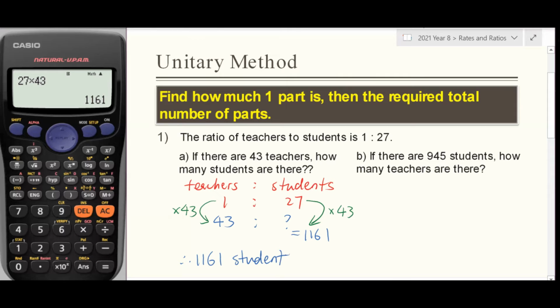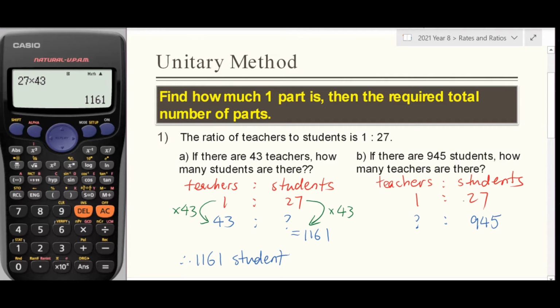In part B, we changed the question slightly to ask, if there are 945 students, how many teachers are there? I'm going to write down the same setup. Teachers to students is still in the ratio of 1 to 27. This time we have 945 students. And we don't know how many teachers are needed to meet that number. So the question now we're going to ask ourselves, what is an easy way to work this out?